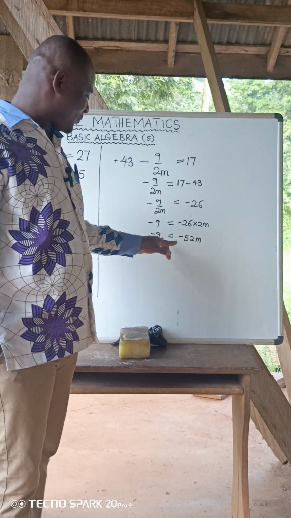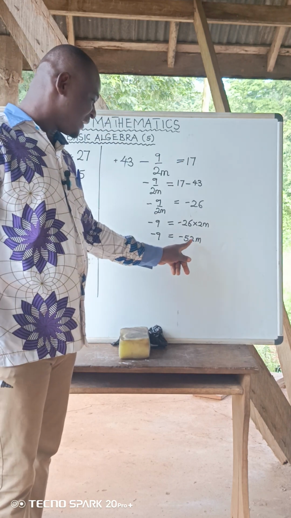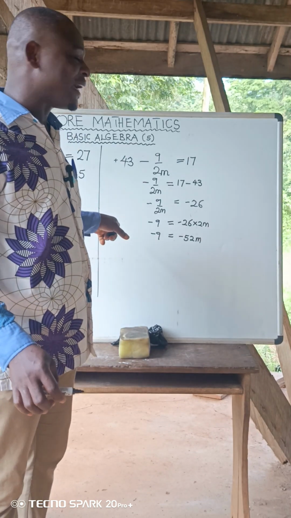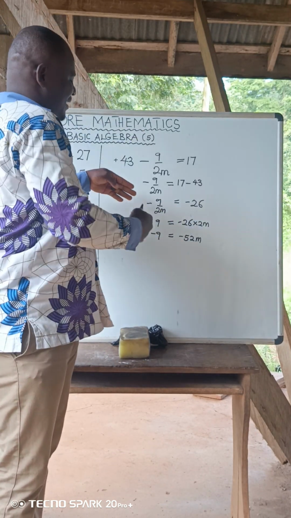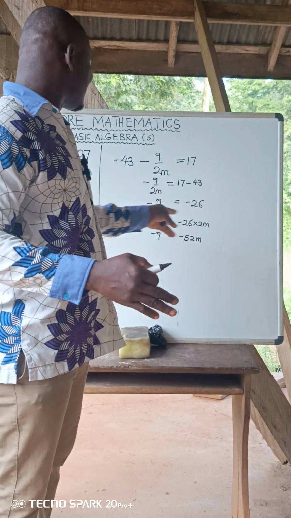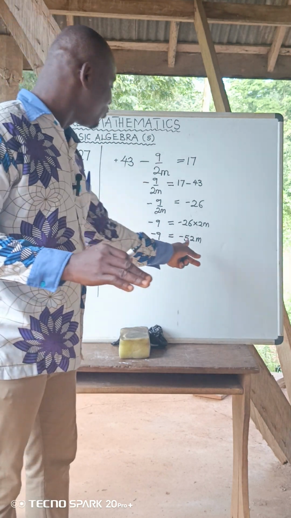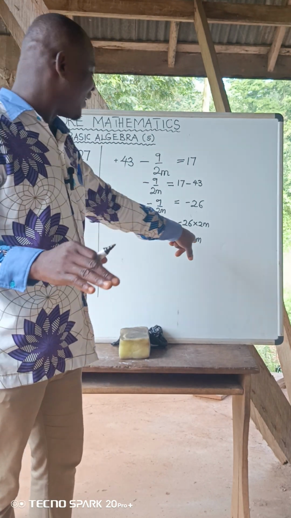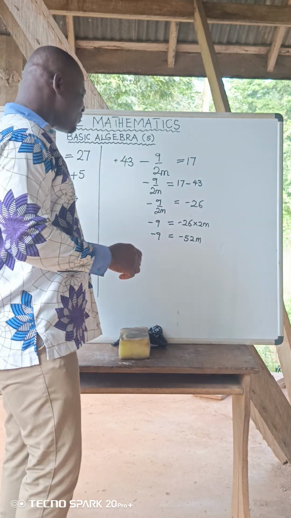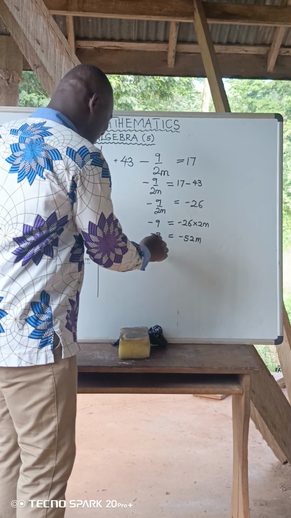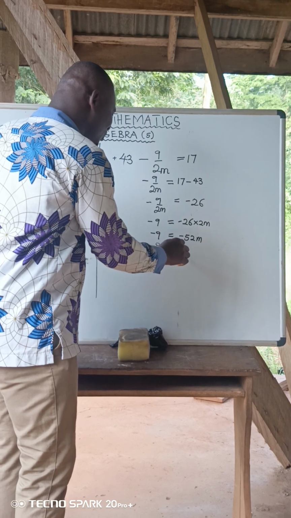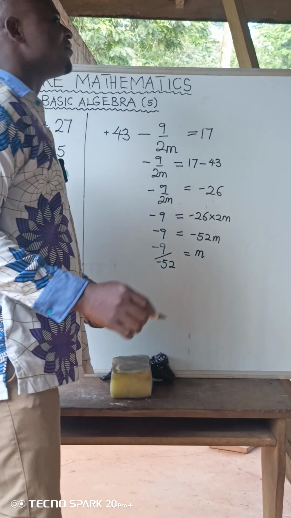Now we want to get m, and you understand that if two things multiply to give you an answer, one of the things will be the answer divided by the other multiplier. It's like the whole thing was written backward, but the rules remain the same. If the two items multiplying are at this side and the answer is at this side, the rule still remains that if two things multiply to give you an answer, one of the numbers is the answer divided by the other multiplier. So we get negative 9 over negative 52, which will give us m.